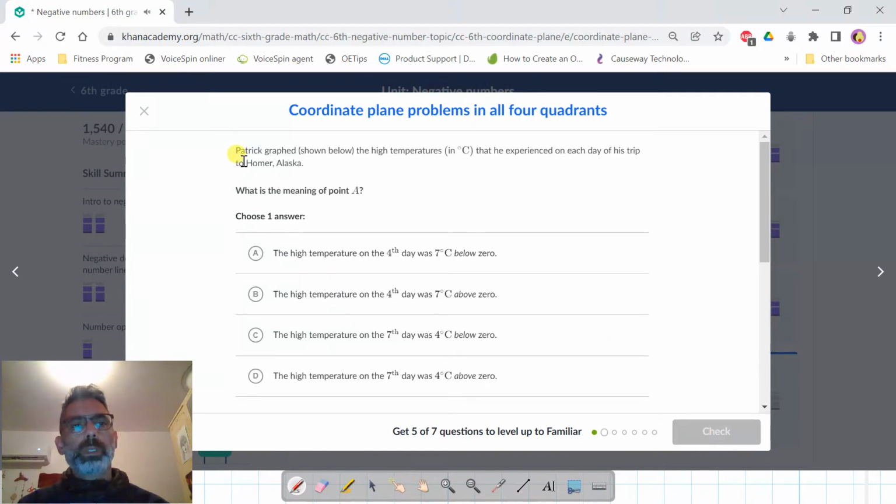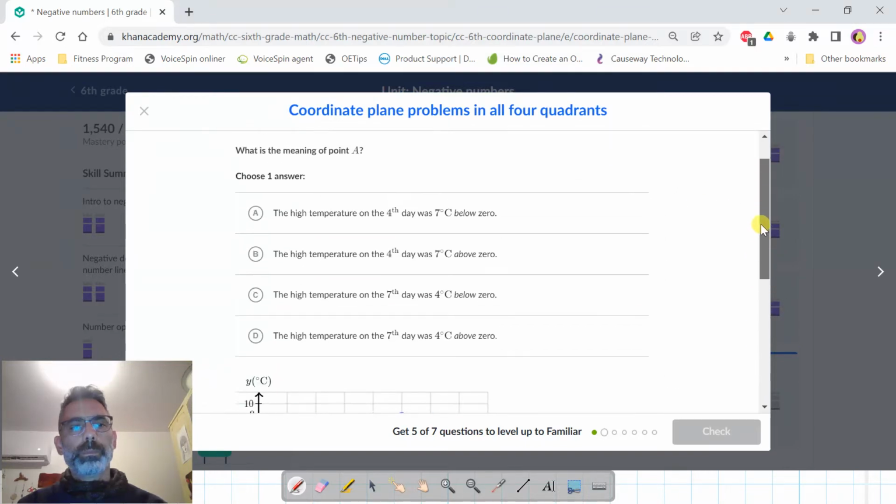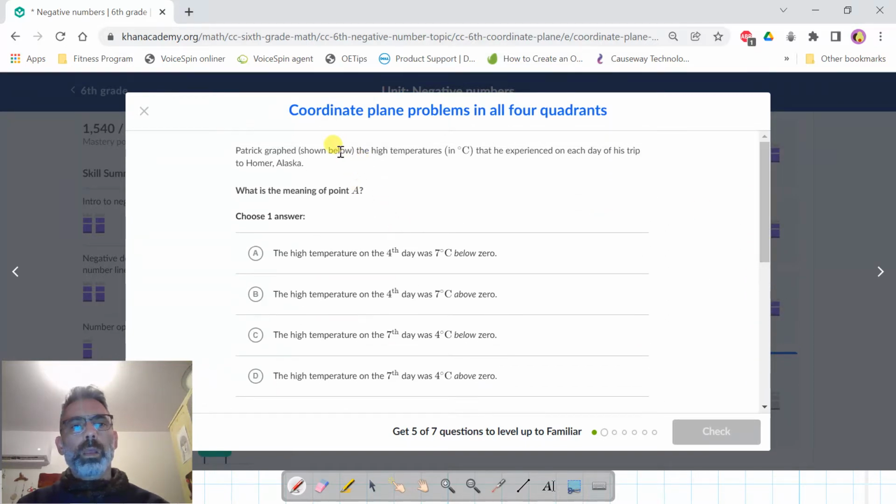Okay, Patrick graphed, shown below, the high temperatures in degrees Celsius that he experienced on each day of his trip to Homer, Alaska. Graph the high temperatures experienced on each day of his trip. What is the meaning of point A?